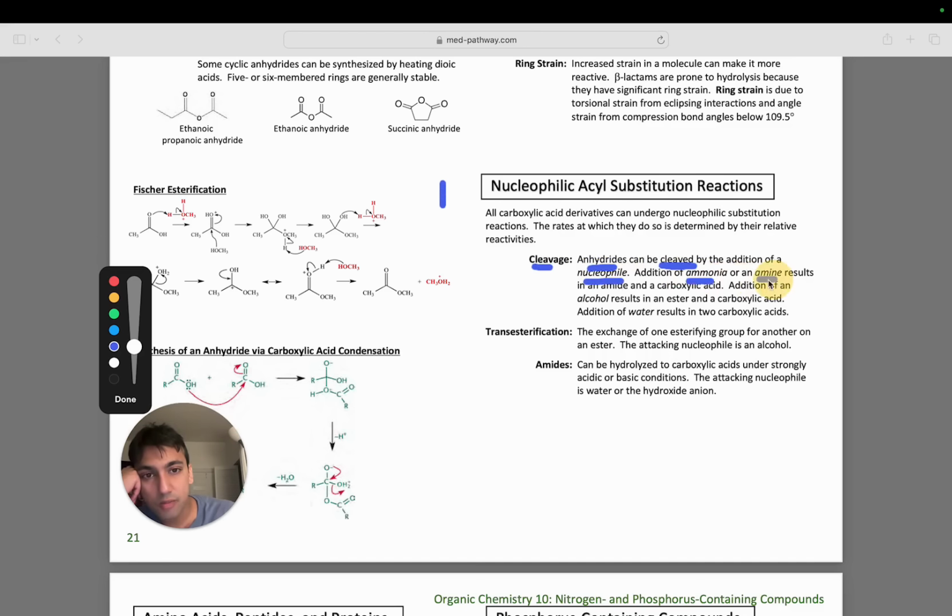Addition of ammonia or an amine results in an amide and a carboxylic acid. Amide, remember, is when you have that nitrogen next to a carbonyl. Addition of an alcohol results in an ester and a carboxylic acid. Addition of water results in two carboxylic acids. I think this is kind of important, so I'm going to show you a few examples because that'll be more helpful.